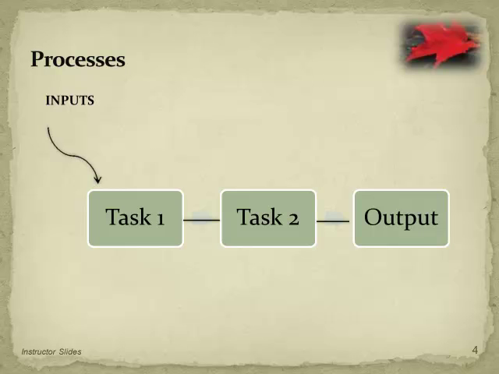Now, to begin the first task, there is some type of input that's necessary. The input, if we were producing a product, could be materials. If this were a service process, the input could be information. For example, if we were processing a loan application at a bank, we would need to have certain information about the borrower, how much money they wanted to borrow, as well as some other information. And the output of each task becomes the input to the next task.